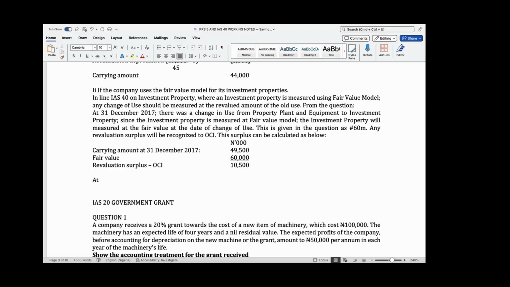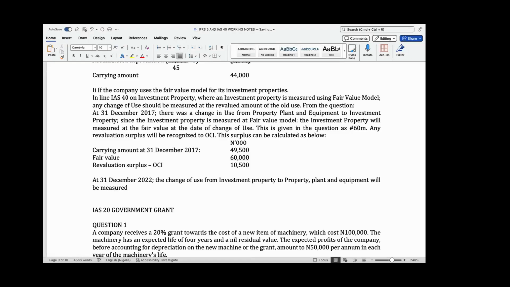So at 31st December 2017, the change of use from investment property to property, plant, and equipment will be measured at fair value as well.